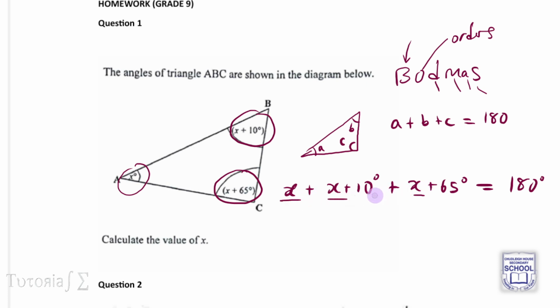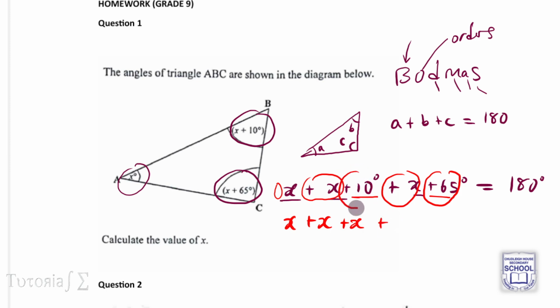How we group is we get the sign in front of the given variable. Here it is positive, so it will just be positive x. Here it is positive x as well. Here again it's positive, so it will be positive x. Then we do the same for the other parts. It is positive 10 degrees, and this is positive 65 degrees, and this should be equal to 180 degrees.